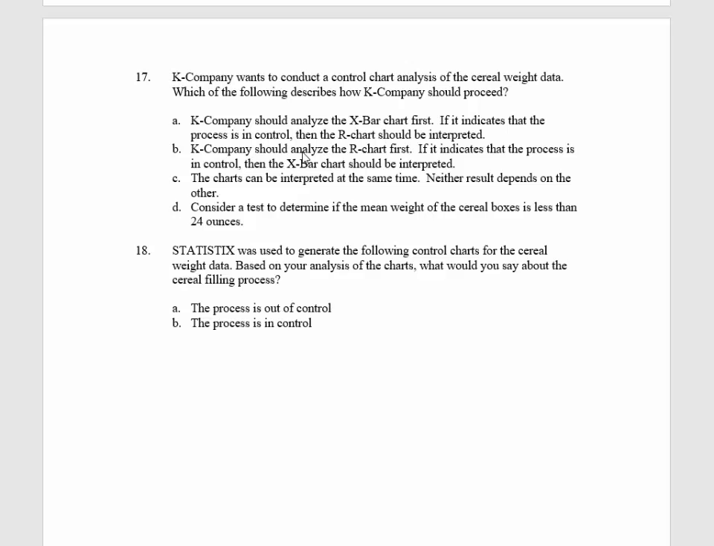And unfortunately, usually when we talk about this stuff, we're more comfortable talking about means, so everybody talks about the X-bar chart first. But in reality, the R chart should be analyzed first. So K Company should analyze the R chart first. If it's in control, if everything looks like it should, then we go and look at the X-bar chart. So answer B is the correct answer there.